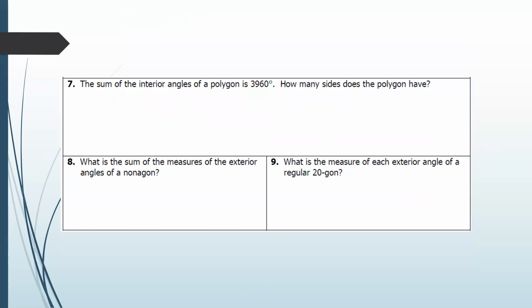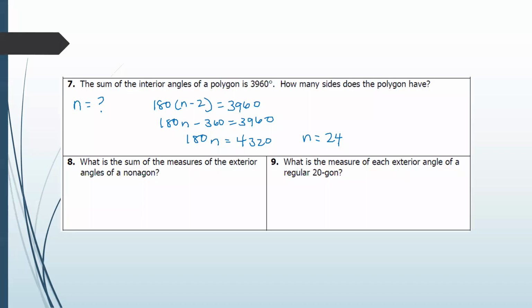Try number 7. The sum of the interior angles in this polygon is 3,960. How many sides does this polygon have? Try this now. You should have gotten n equals 24. So it's 24 sides. If you want to check your work, you're welcome to go ahead and plug 24 back into the original formula, 180 times 24 minus 2. You should get 3,960. You will, but it's a good way to check.